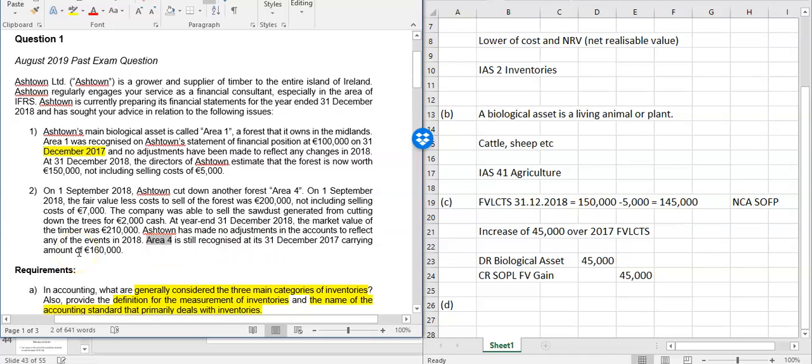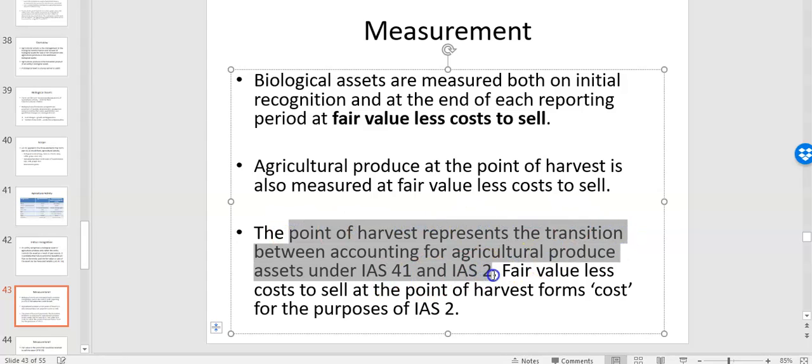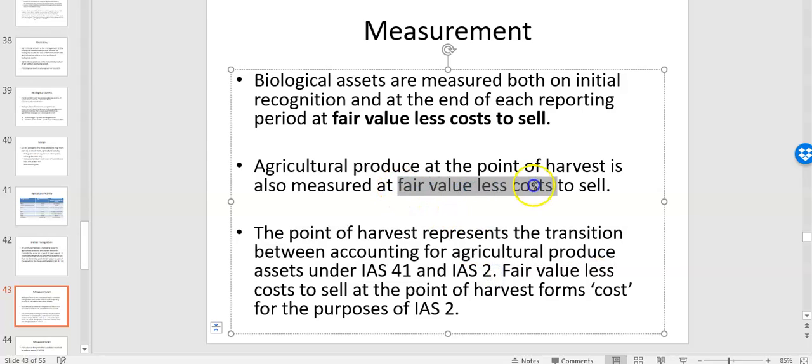Now, this is a particular rule of where IAS 41 and IAS 2 integrate. At the point of harvest, as your note 43 says, the point of harvest represents the transition between IAS 41 and IAS 2. So at the point of harvest, you determine the fair value less cost to sell, and you revalue that biological asset.